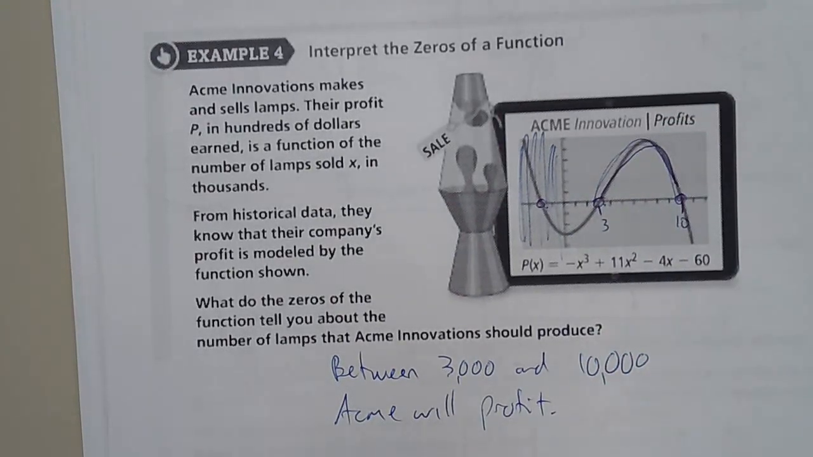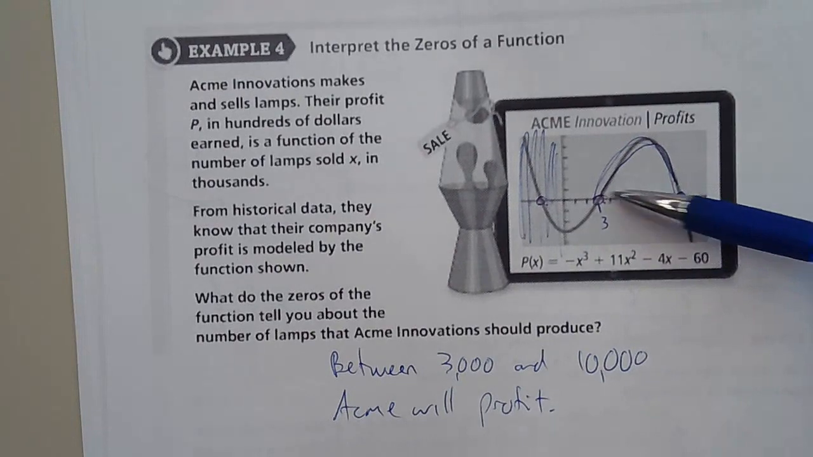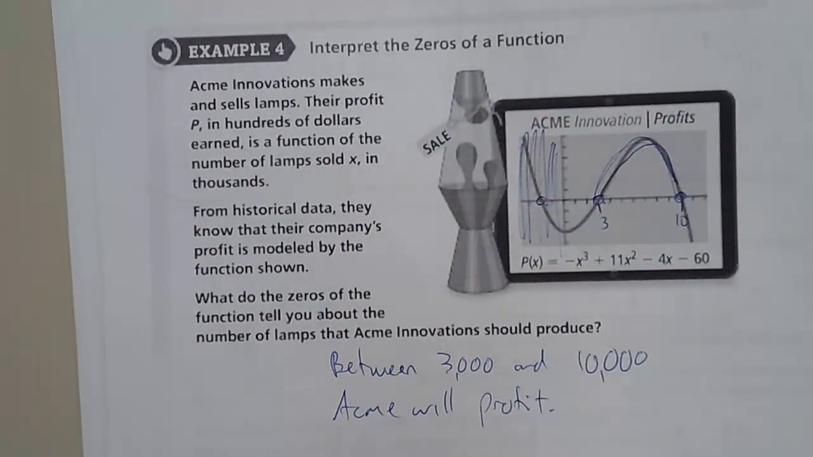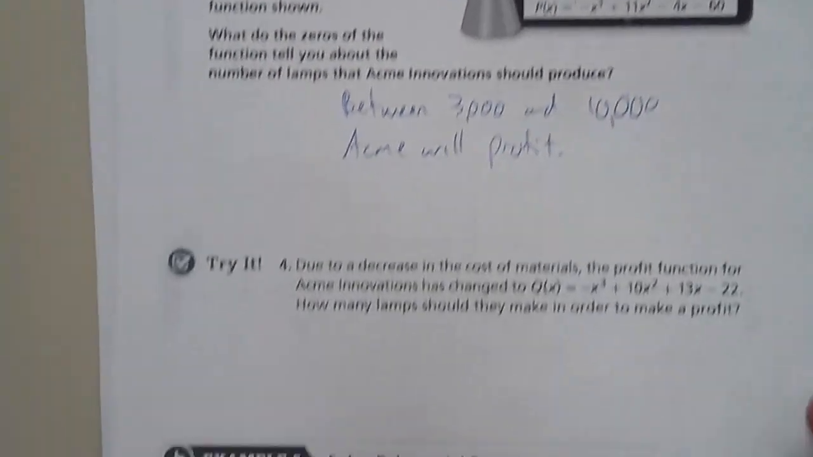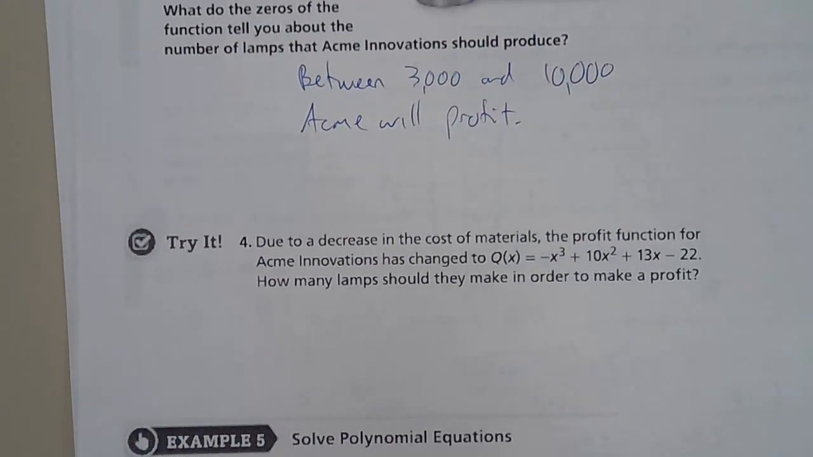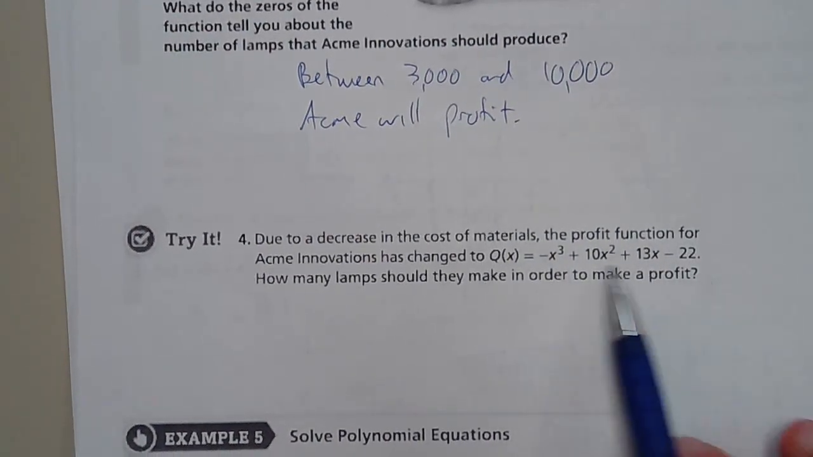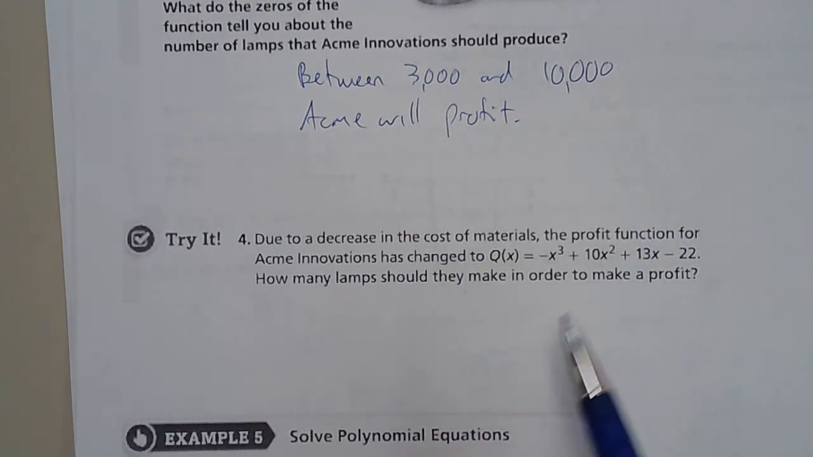So really just a conceptual question, not exceptionally difficult in terms of understanding what's going on here. You just got to be able to interpret the graph and say, what do these zeros mean in the context of the problem? All right. The little triad problem on here says, due to a change in costs of materials, the function changes. In this case, they don't give us the graph, so we're going to want to make it. So I'm going to go ahead and put this in a calculator. We'll take a look at the graph, and we'll see what we think.